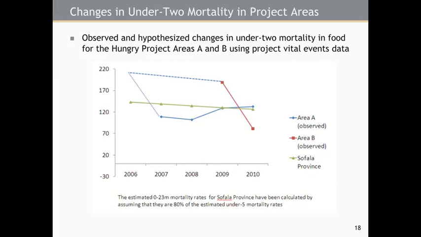The solid red line are the vital events that were reported in Area B, and in this case they were able to start registering vital events at the very beginning of activities in Area B. So I think it's reasonable to assume that the levels of mortality in areas A and B were more or less similar before the project began, and so we've drawn these dotted lines in there to estimate what we think might have been the case, although we certainly don't have the numbers to confirm this.